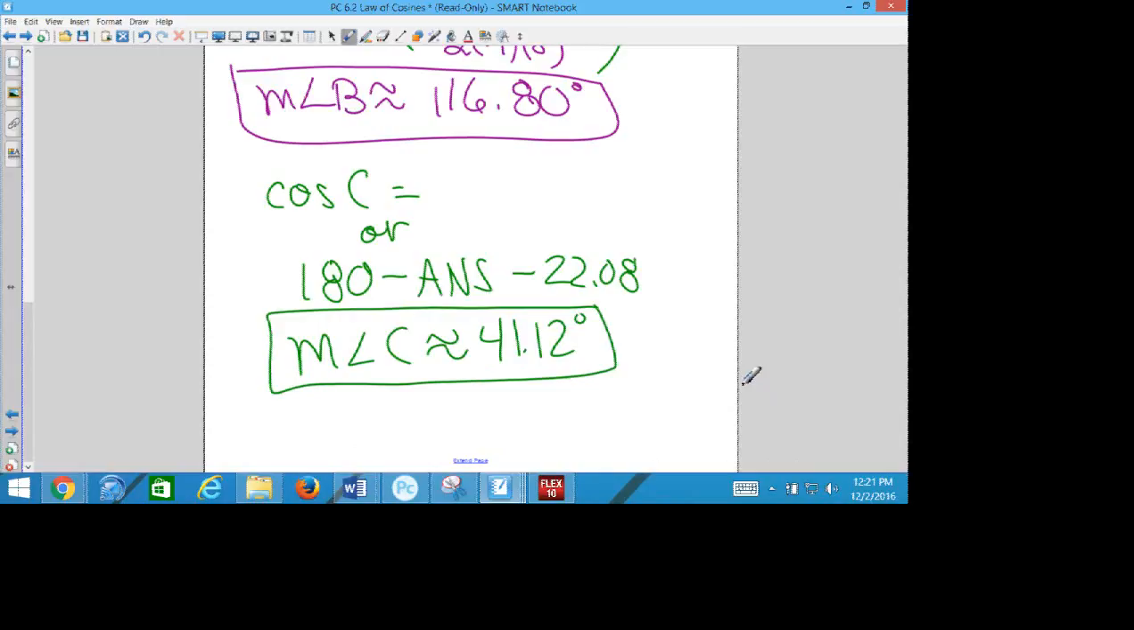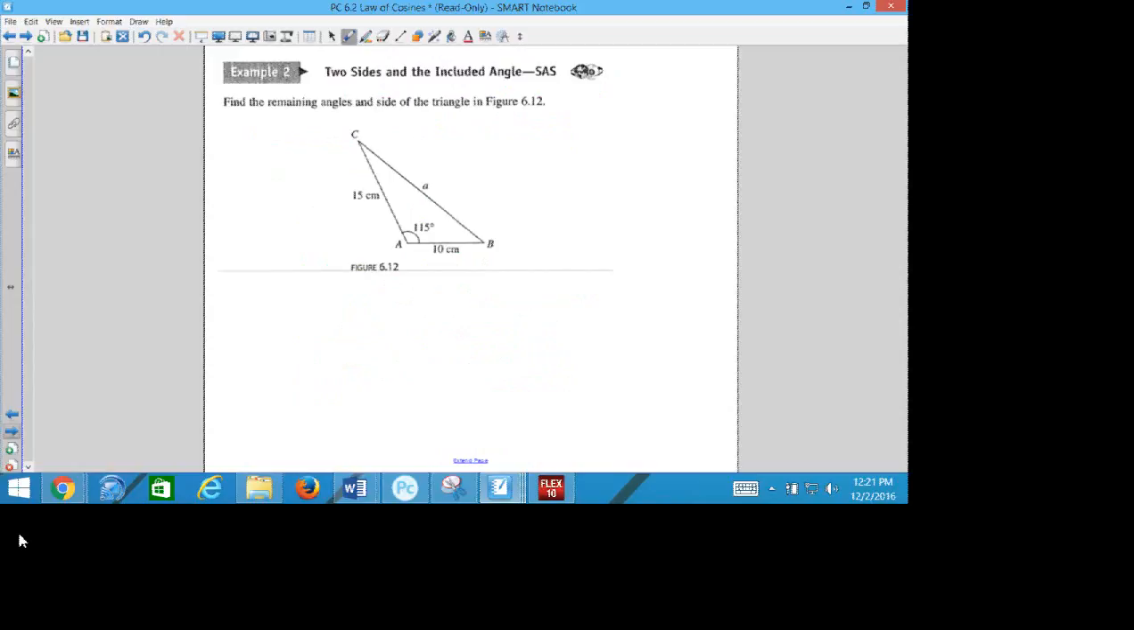If you're ready to go on, let's look at the next one. We're going to find the remaining side and the angles. So can we use law of sines? No, because we don't have the opposite side for the only angle we have. So we cannot use law of sines. But we can use law of cosines.